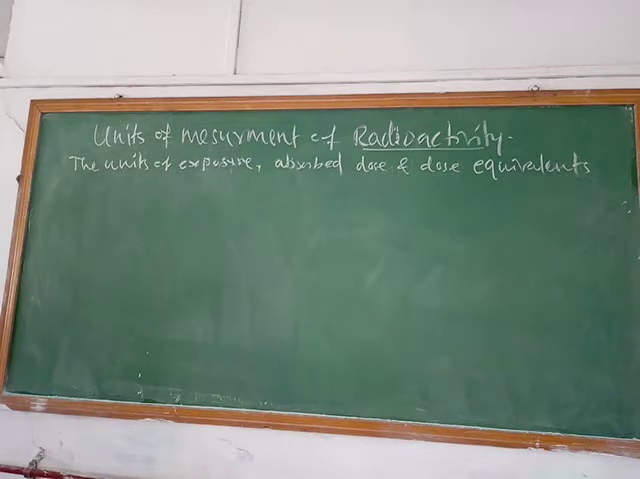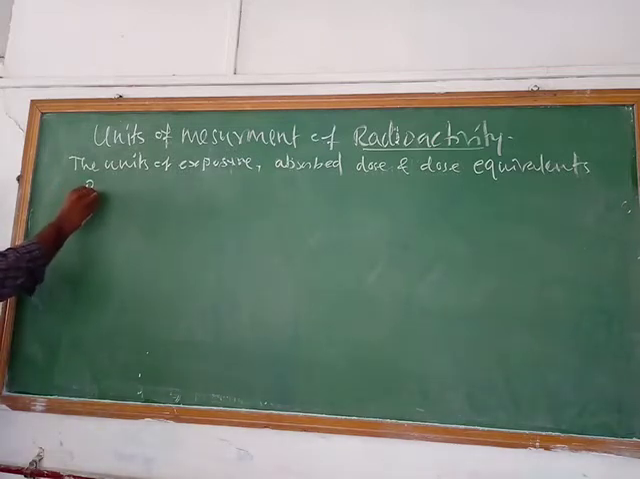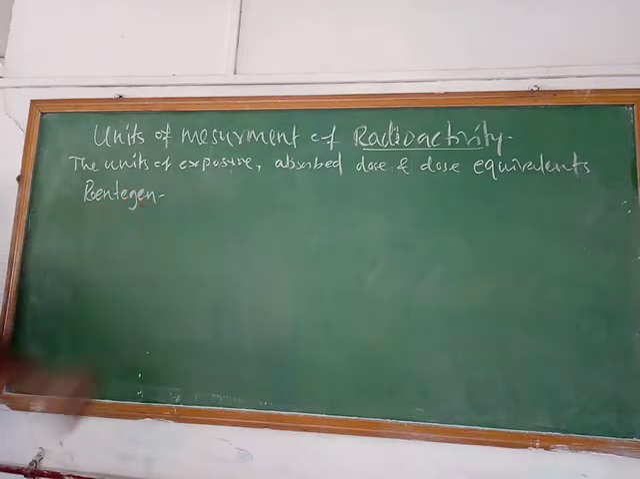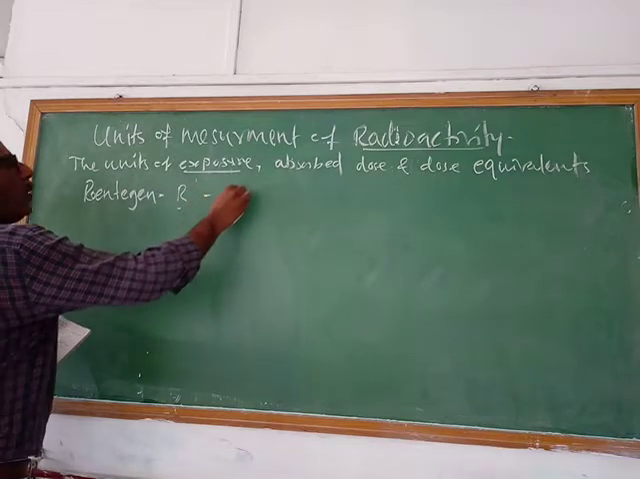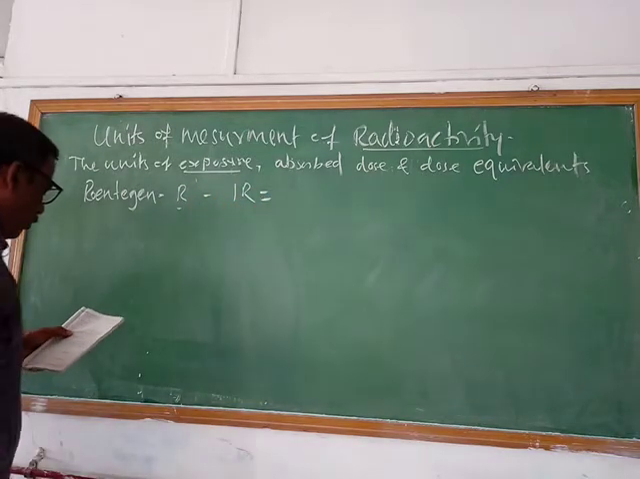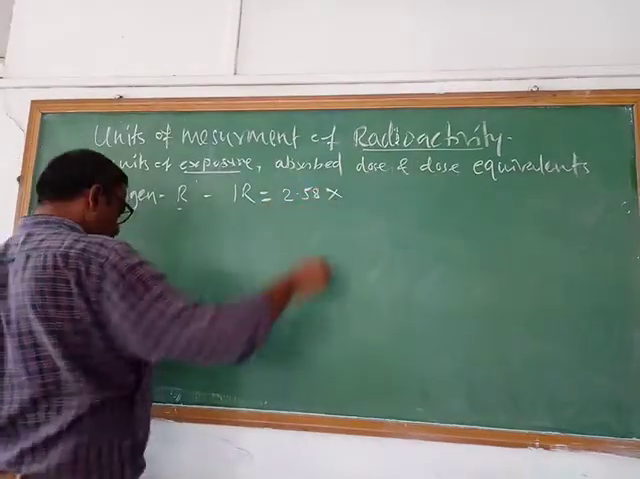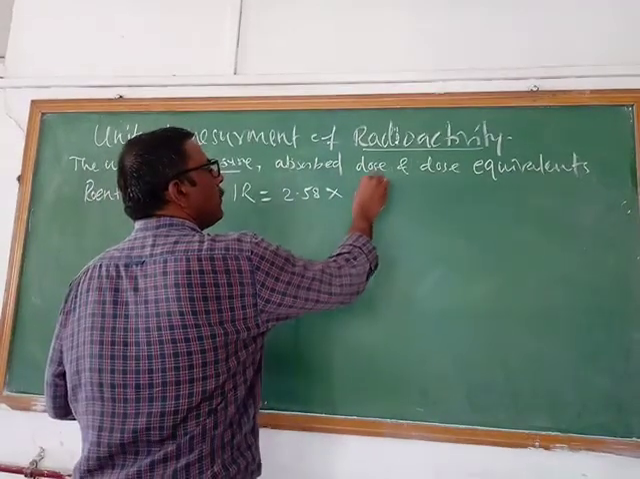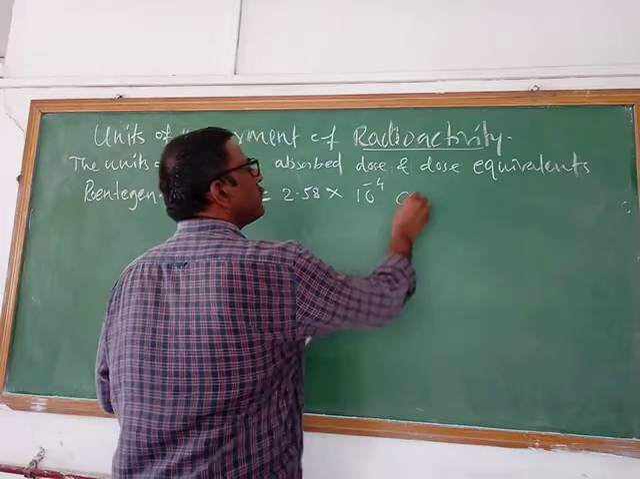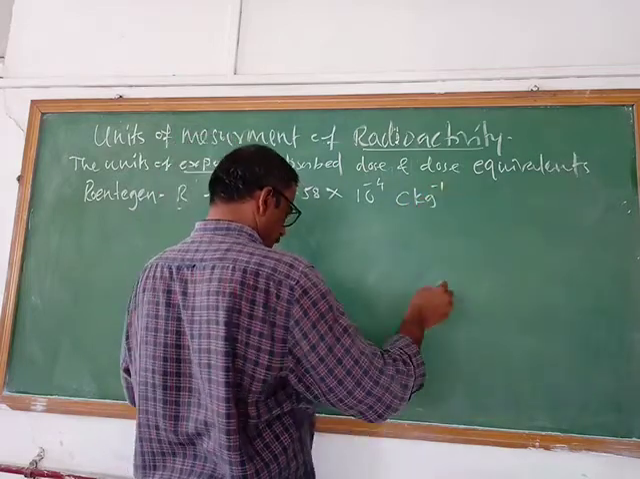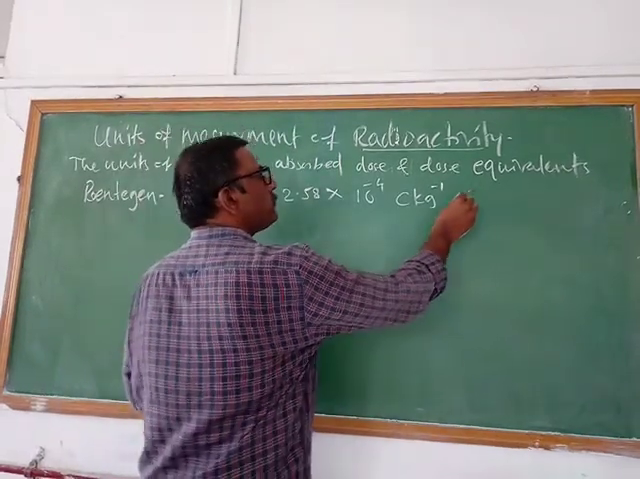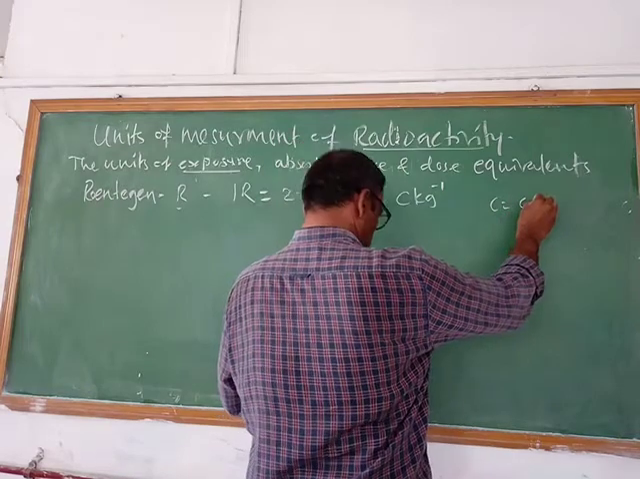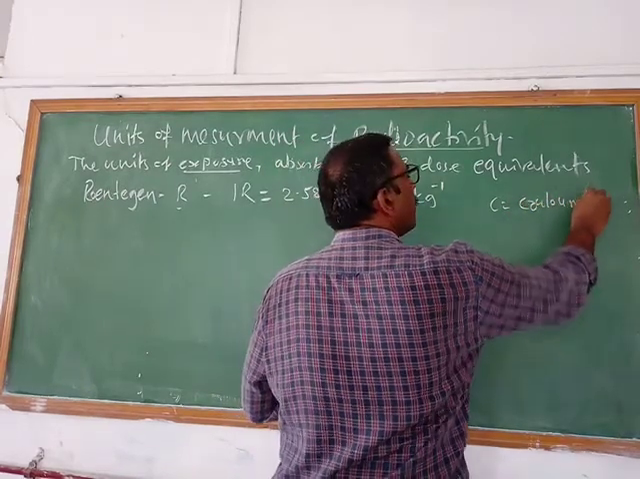First, roentgen. It is the unit of exposure. 1 R, denoted by R, is equal to 2.58 into 10 raised to minus 4 C kg minus 1. Here C is equal to coulomb.